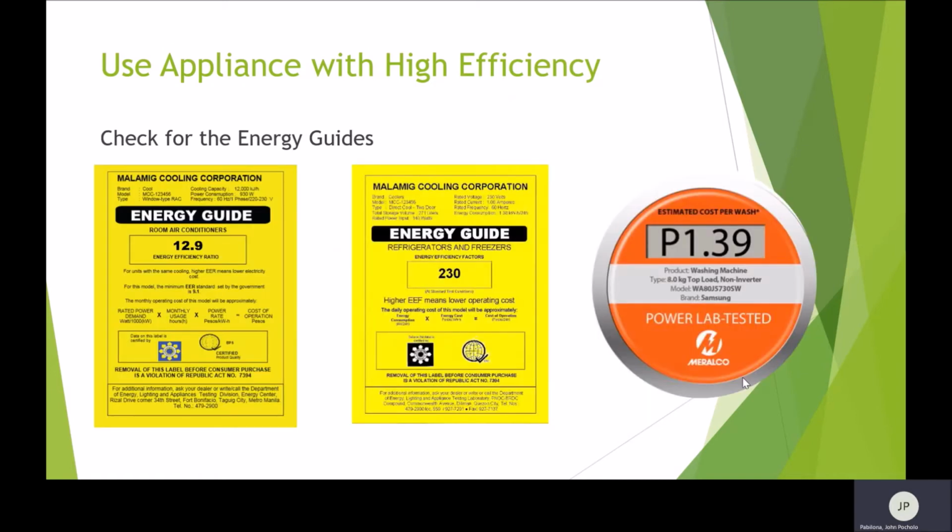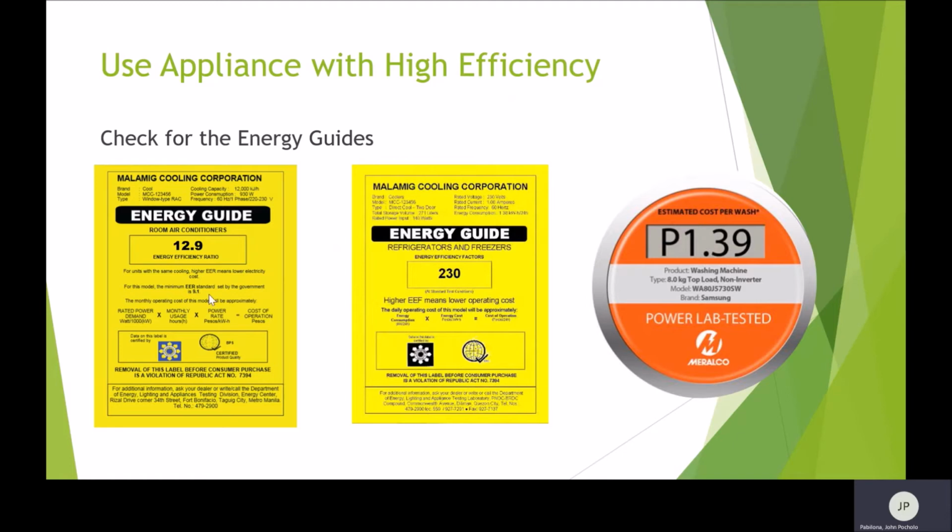You could also check the energy guides when buying appliances. So DOE provides the energy efficiency ratio for air conditioning units and energy efficiency factors for refrigerators and freezers. You should also look for higher EER and EEFs for lower electricity and operating cost.